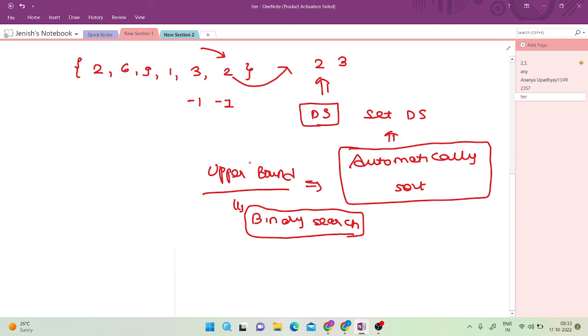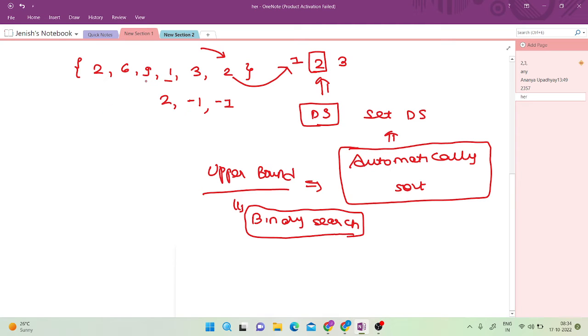So then I can use an upper bound to find out the next greater element, correct? Now for 1, what is the upper bound of 1? Upper bound of 1 will return me 2, correct? So that is also my answer, so 2. Now at the same time I would insert 1, so I would have inserted 1 in the beginning.